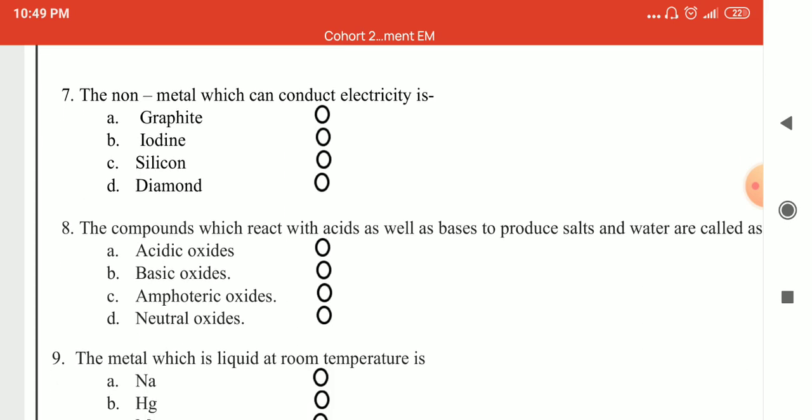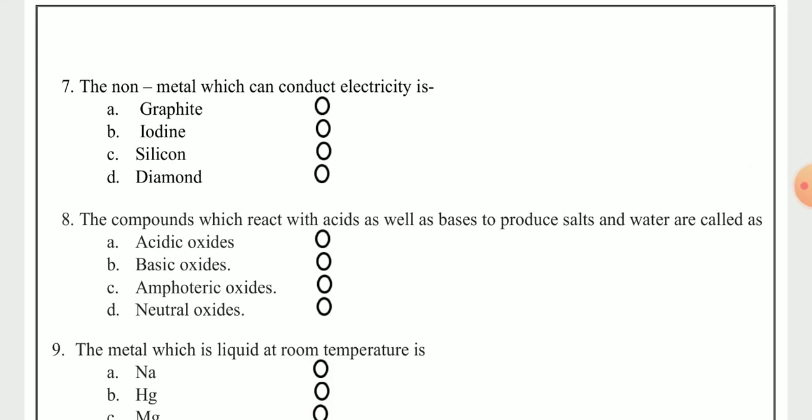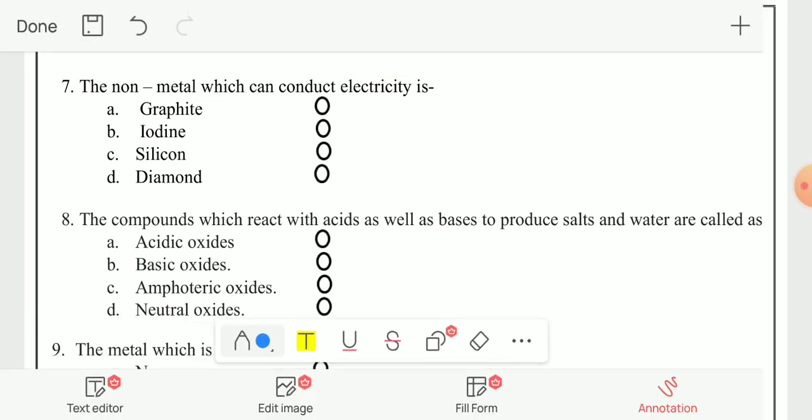The non-metal which can conduct electricity is. Metals are generally good conductors and non-metals are generally bad conductors, but you have to find the non-metal which can conduct electricity: A. Graphite, B. Iodine, C. Silicon, and D. Diamond. So which one is the correct answer? Answer A, graphite. So you have to darken the circle of A.